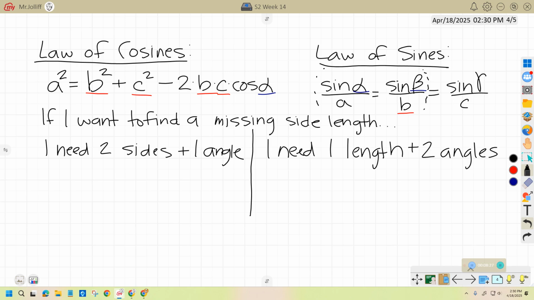Which formula you use depends on which information you already have about the triangle. If you have two sides and an angle, you go cosines. If you have two angles and a side, you go sine. It'll be really obvious if you're using the wrong formula, because when you go to plug numbers into it, you won't have all of the ones you need. Yeah?